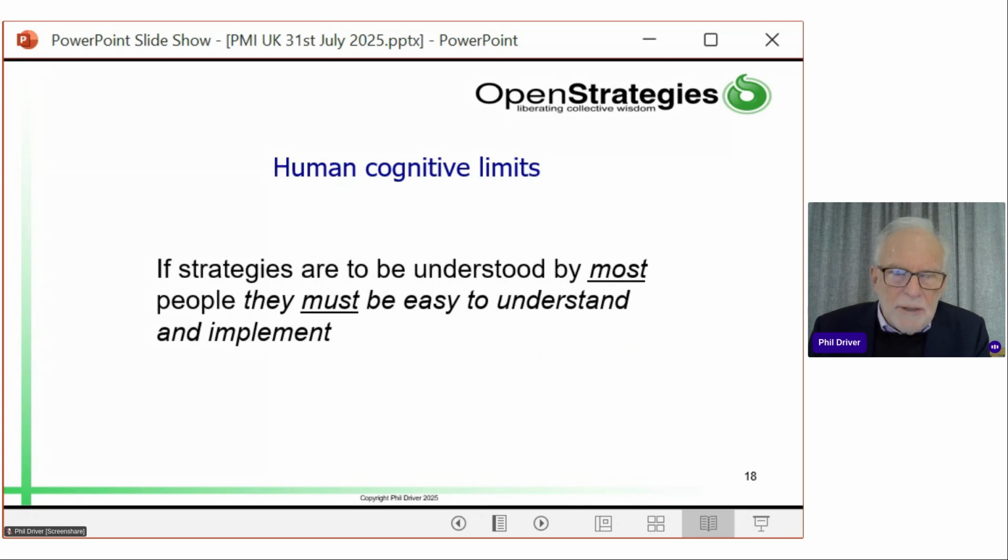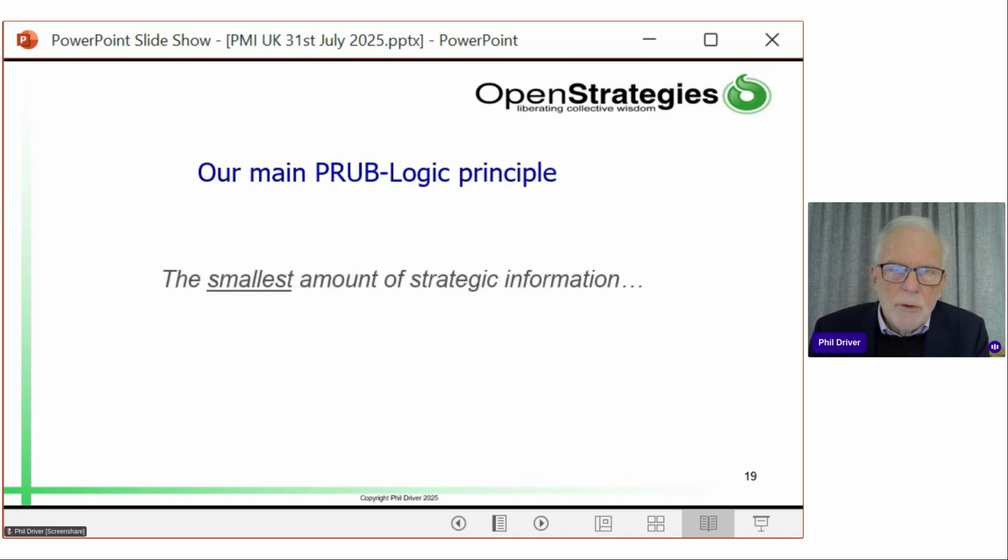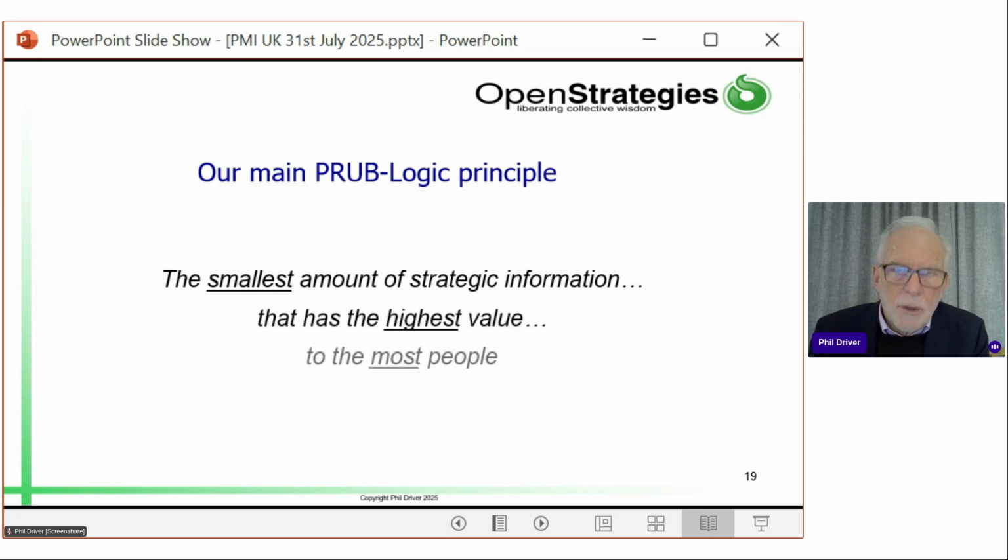So yeah, I'm just emphasizing that. In our work, PRUB-Logic or OpenStrategies, we have a principle that says we want to work with the smallest amount of information that has the highest value to the most people. And everything we do with PRUB-Logic tries to abide by that principle. We try to do it meticulously and unequivocally. So every word we use, like project, result, use, benefit, and the other words I'll introduce you to, each of those words has been agonized over for a long period of time to make sure they are the most useful words when dealing with large numbers of stakeholders.